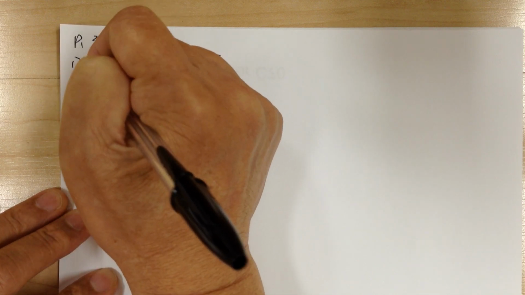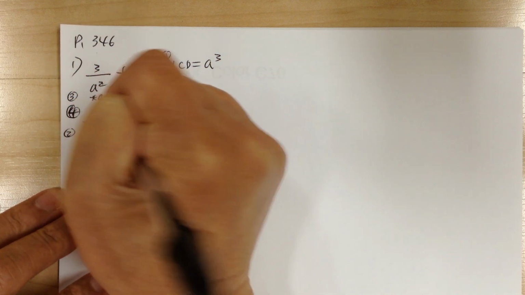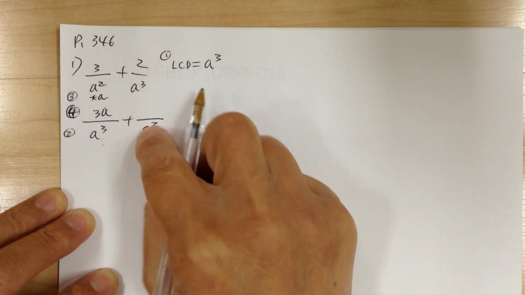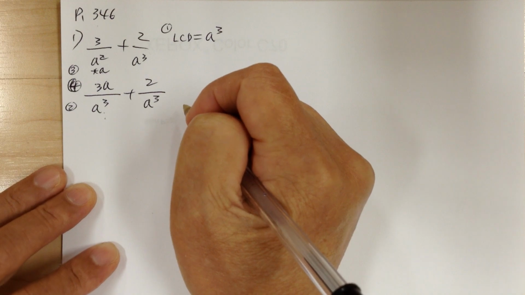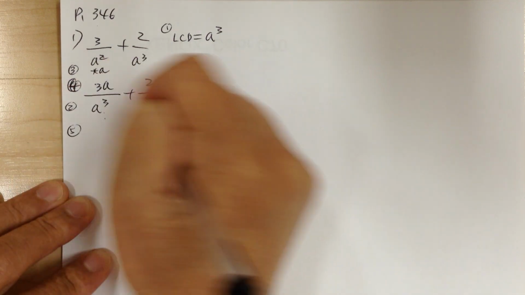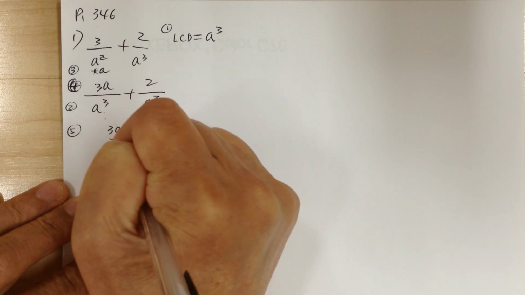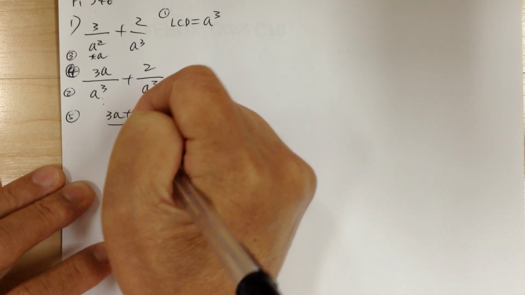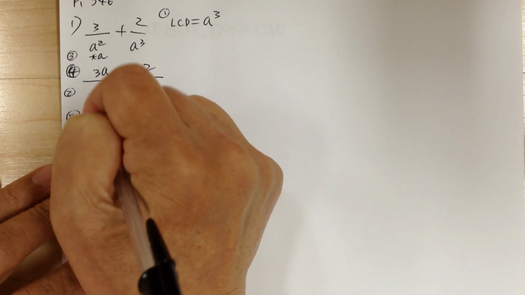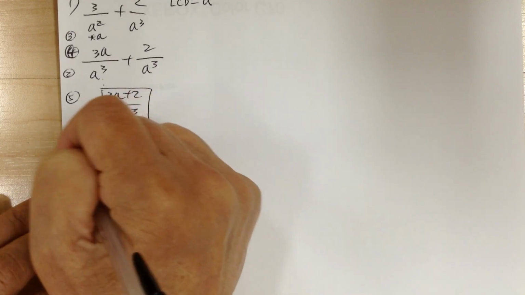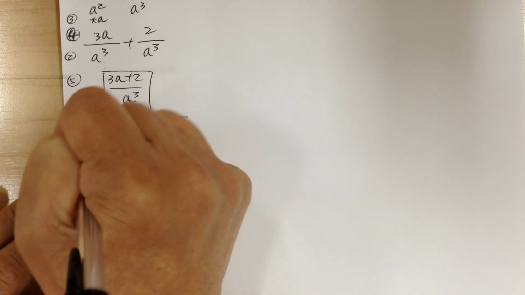And you have to do the same for the top. So 3 times a will give you 3a. Now for this one, you don't have to do anything, so it'll be just 2. Okay? And step 5, you can add this together. So it'll be 3a plus 2 over a to the 3. And check to see if you can simplify. If you cannot, that's your answer. Okay? Let's go to number 5.